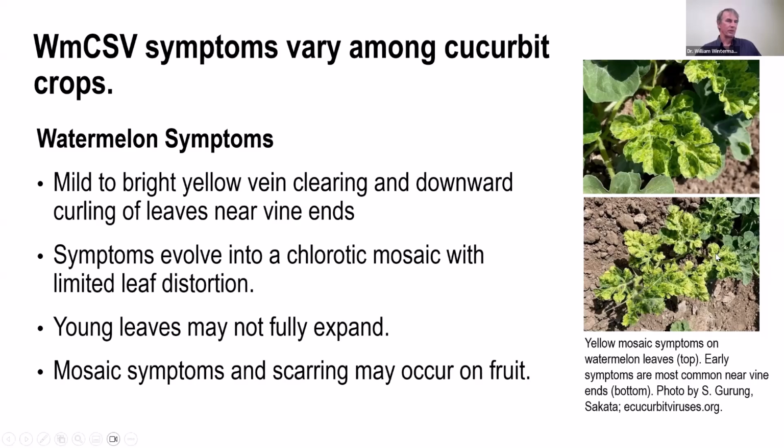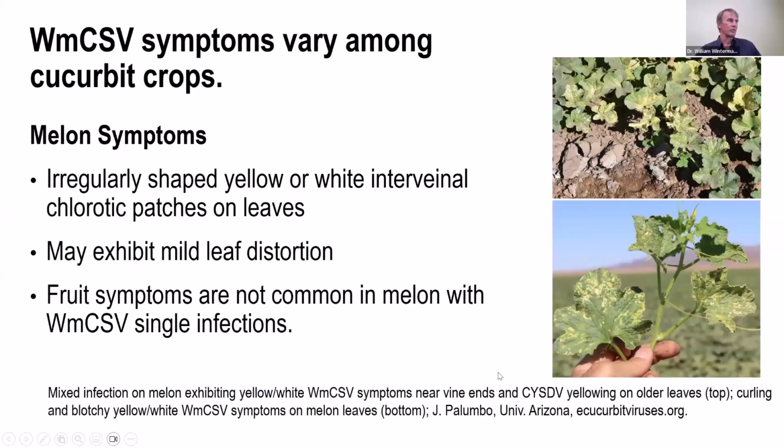Most of these symptoms are typically found near the ends of the vine early on and then spread into the rest of the plant. Young leaves that develop symptoms may not fully expand, and mosaic symptoms and scarring of fruit may occur as well in severe situations.